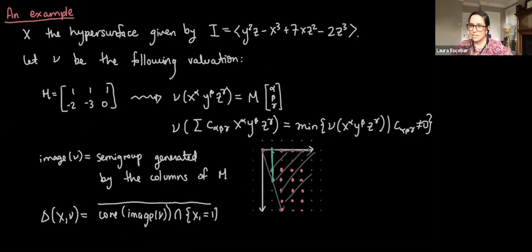It doesn't always happen. We have an example where it doesn't, but in nice situations, we suspect that if you have a normal variety, then yes, it's going to be piecewise linear exactly in the sense you're saying. So yeah. All right, thank you.